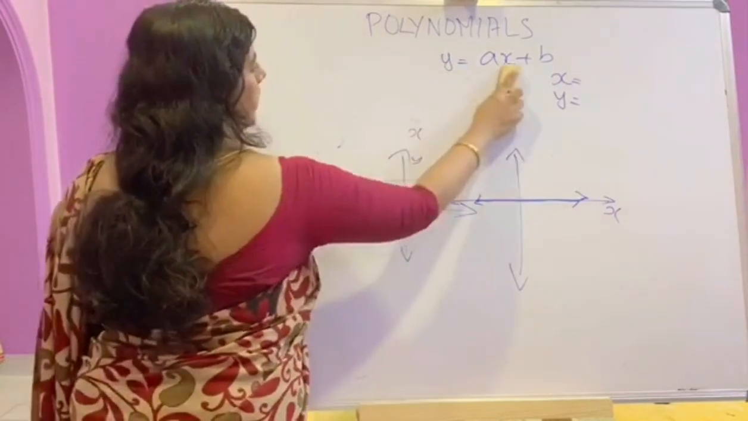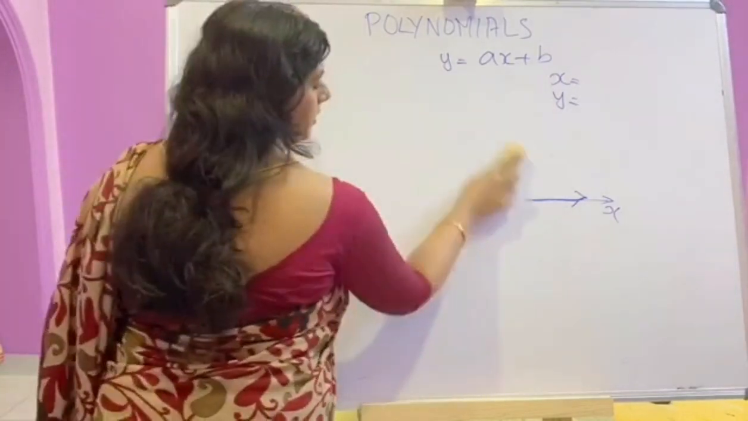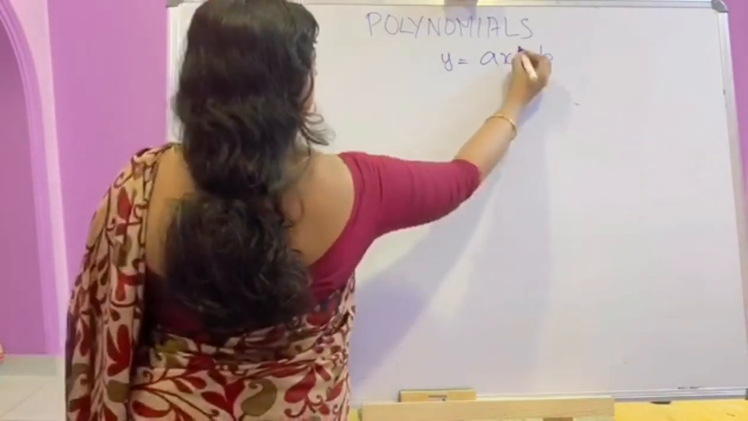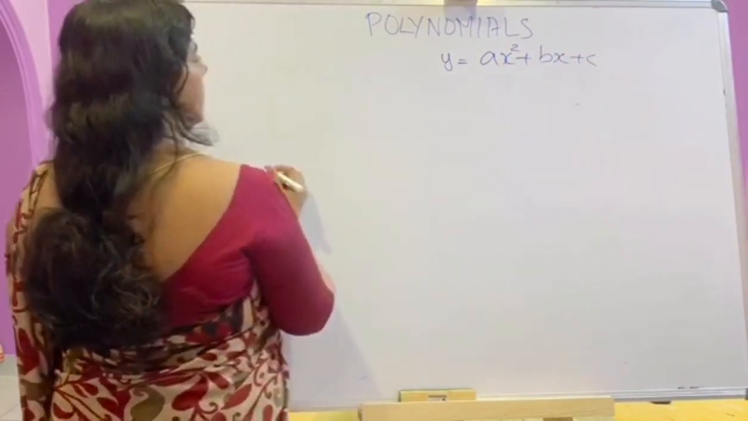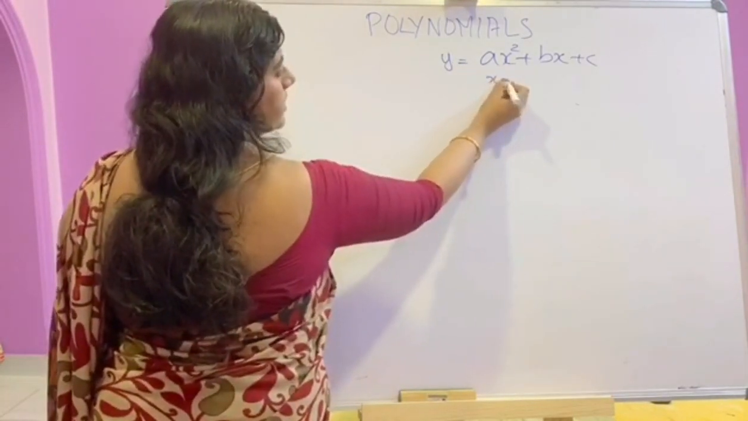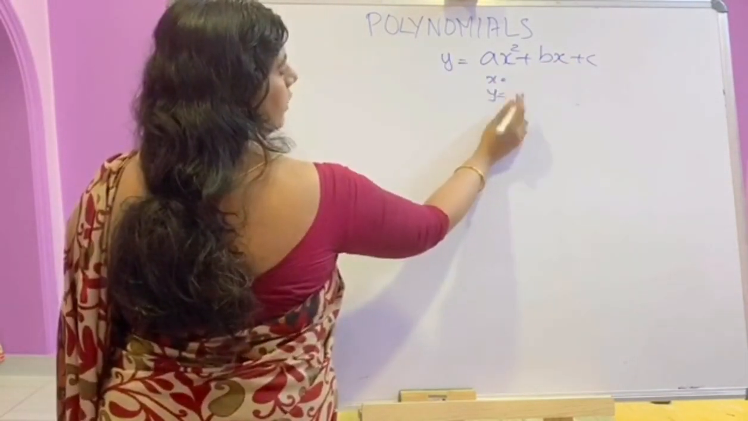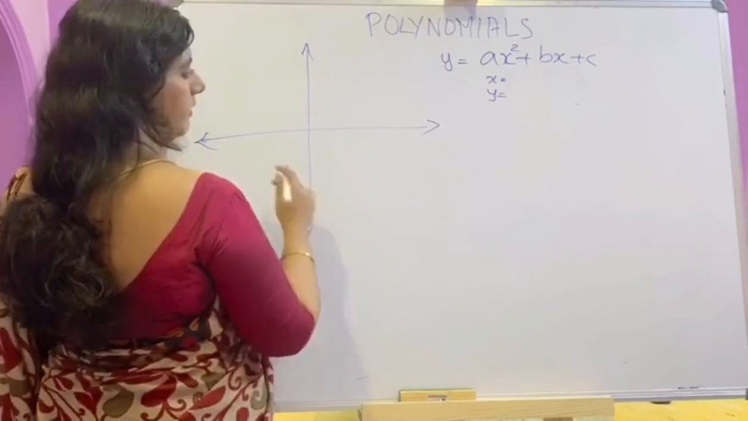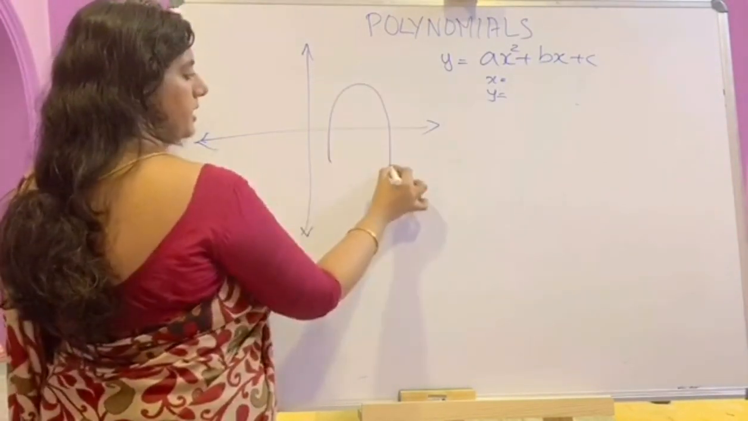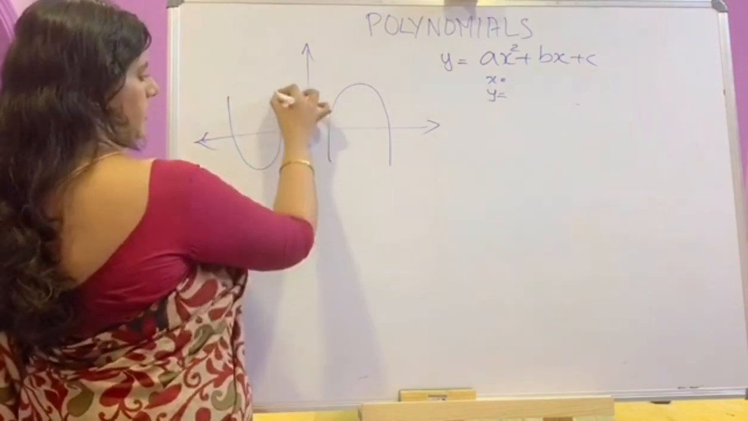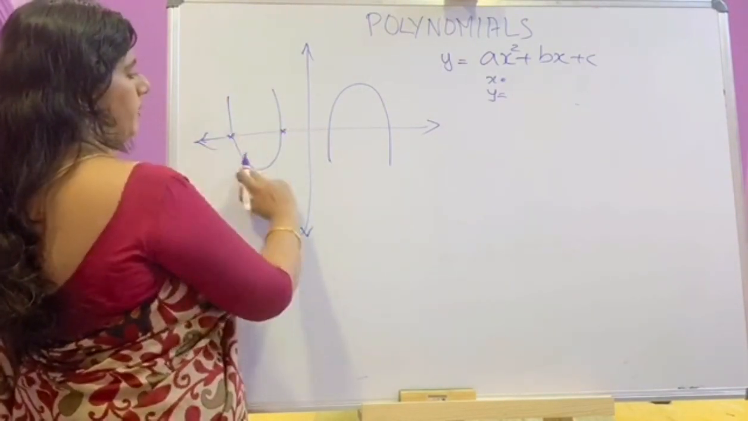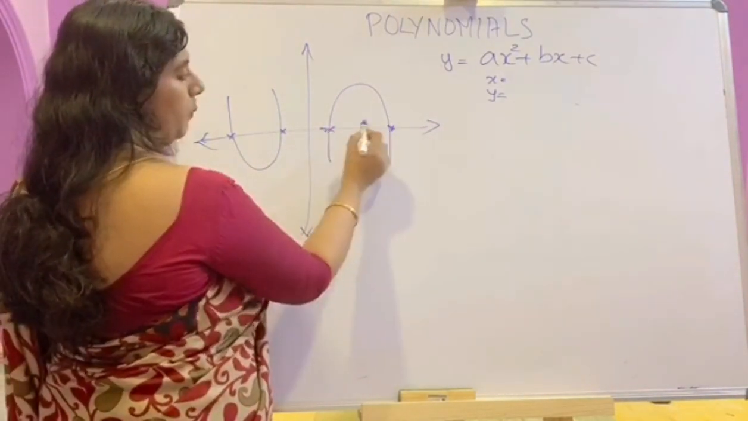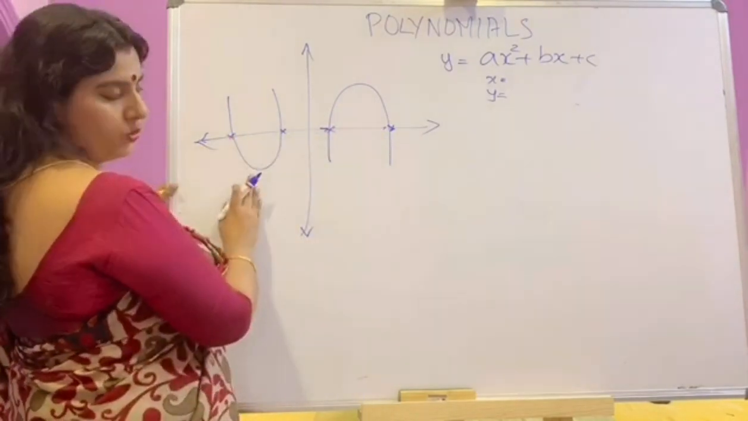Now, for a quadratic polynomial, the general form is ax square plus bx plus c. Then when you substitute a value for x, you will get the corresponding value y. Like that you will find 3 or more values. Then when you plot, you will get a parabola like this or like this. That is an upward parabola or a downward parabola. But there are 2 points passing through the x-axis, so 2 zeros.